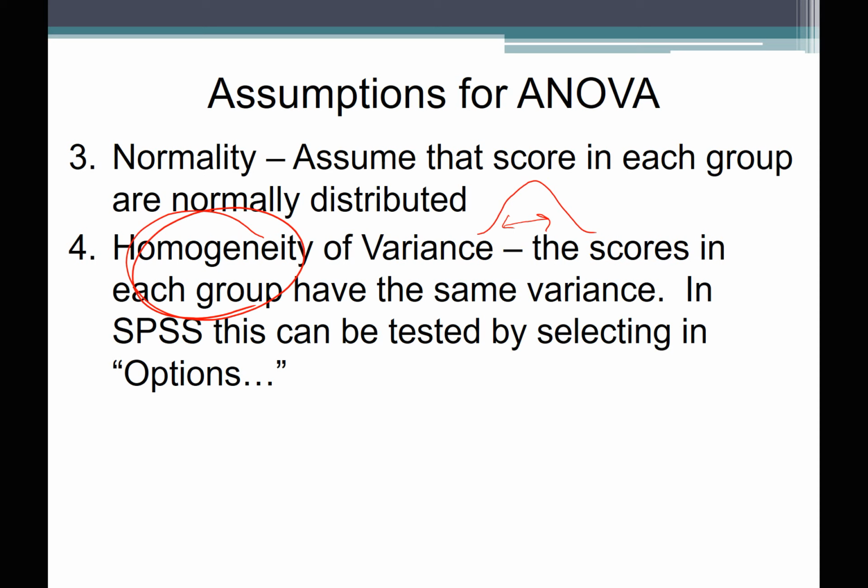Okay. So just like in the independent samples t-test, in the one-way ANOVA, we have this assumption of the homogeneity of variance. We assume that the scores in each group have approximately the same variance. And in SPSS, this can be tested by selecting an option under the Options button in the ANOVA menu.